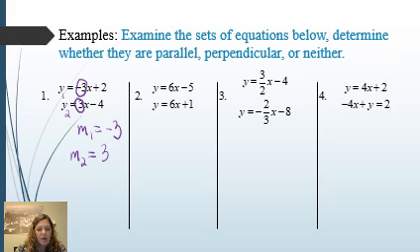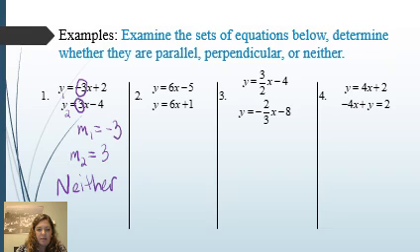So, are these two slopes equal? No, one's positive, one's negative. Are they reciprocals of each other? No, one's not a fraction of the other. So this would be classified as neither parallel nor perpendicular. Okay, let's look at our next one.